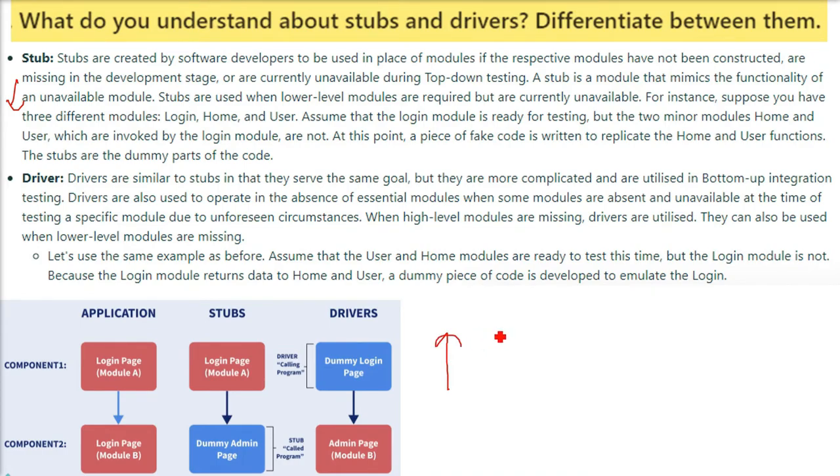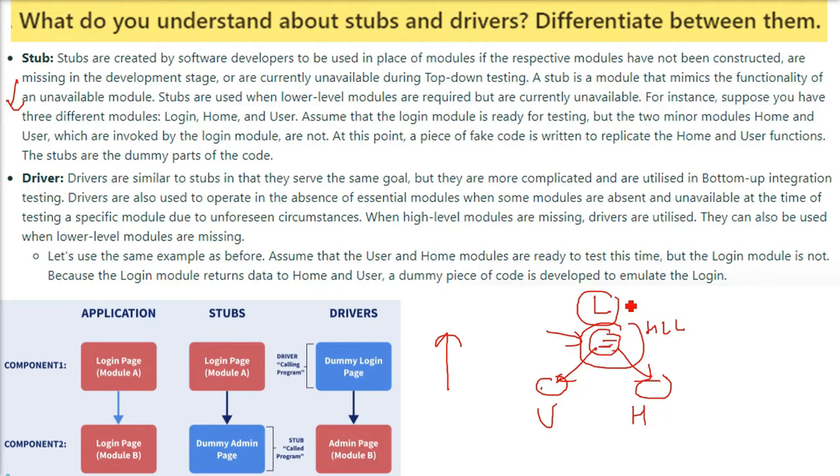So a stub is required when we are doing top-down testing. When we are going for bottom-up, we require a driver. There are certain unforeseen circumstances where the high-level module, the module which is calling other modules, is not prepared, while the lower level modules are already made. For that, we have to write the driver. Let us take this example again. User and home are made, but the login module is not yet prepared. So we have to write a simple code just mimicking or emulating this main module. That is called the driver.